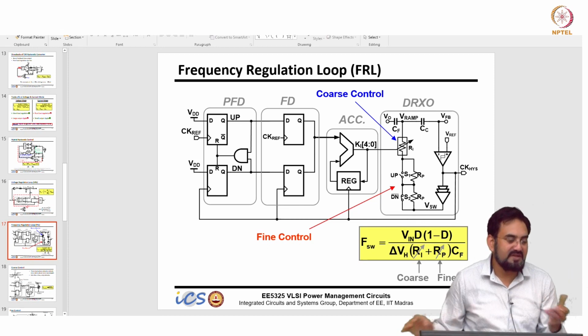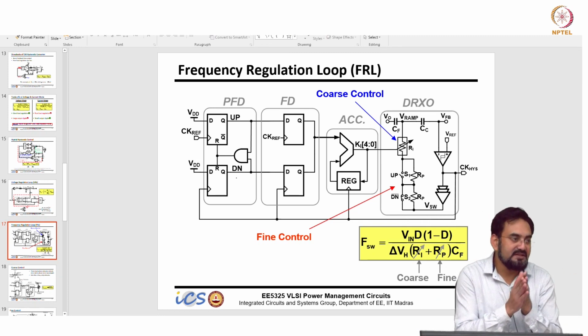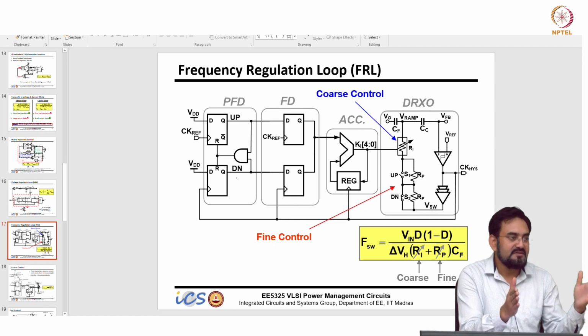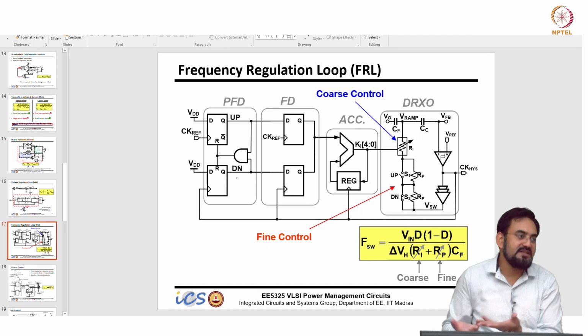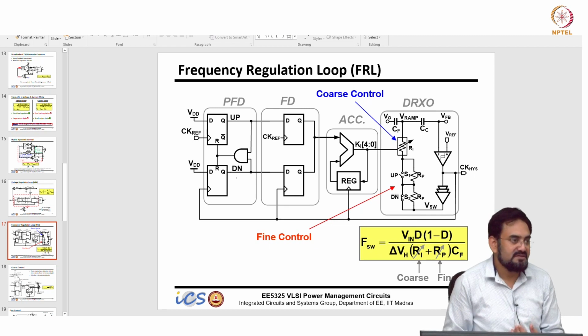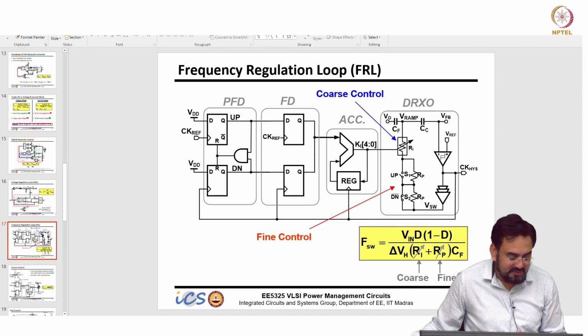If it is positive or negative, then you will get either up or down pulses, and the width will be defined by the phase difference. Phase difference is nothing but, if you have a frequency difference, then there will be a phase difference. So, that is what you get.